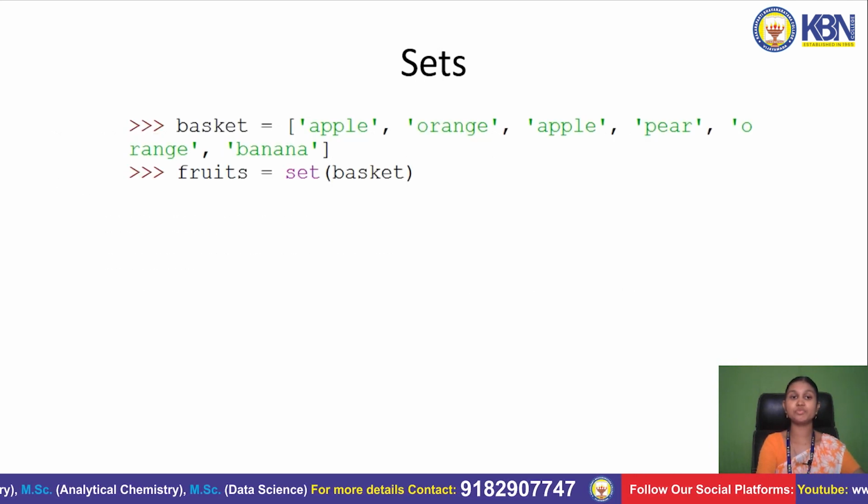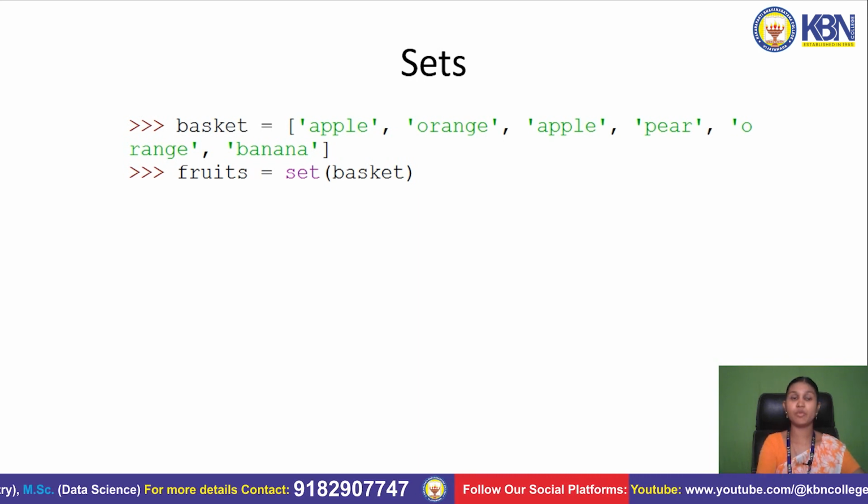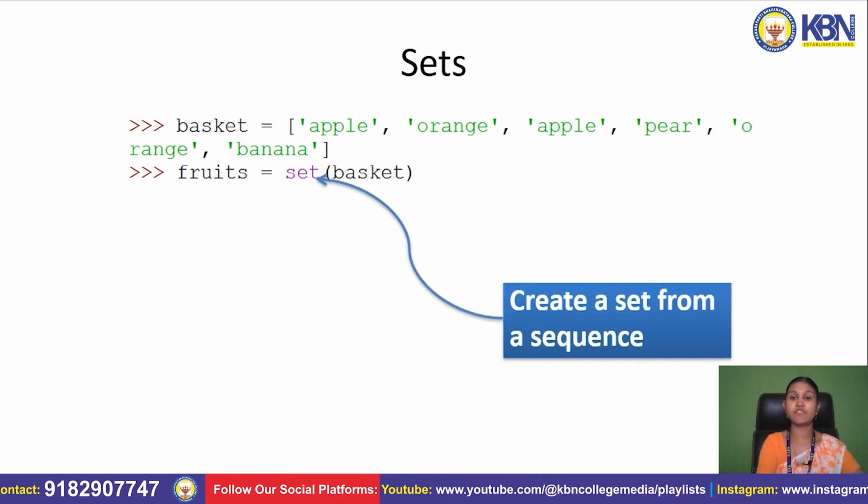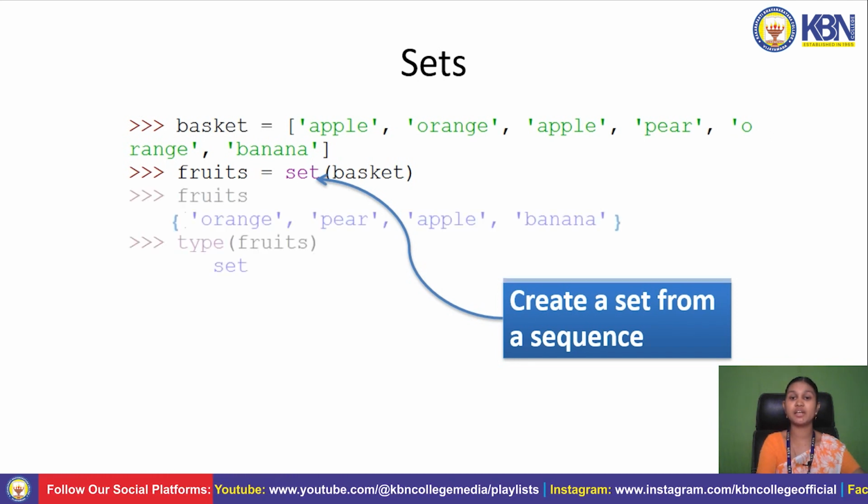Next, let's see the example. Apple, orange, banana and a number of values I am giving. These values are assigned to basket. Now I have to create a set from a sequence. Whenever you put the set function, it will create a set.